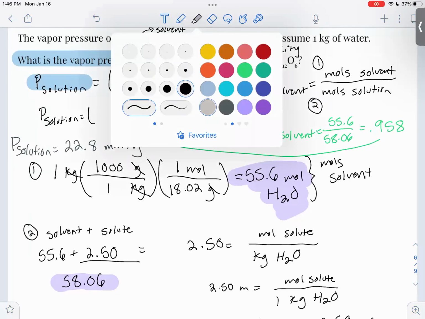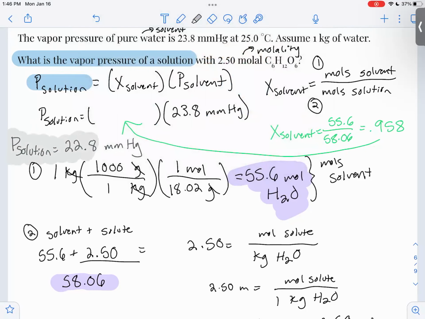So your final answer is going to be right there. So that is an example of how you would solve a vapor pressure problem.